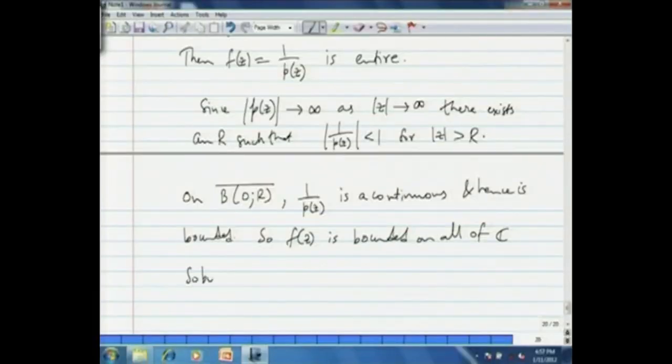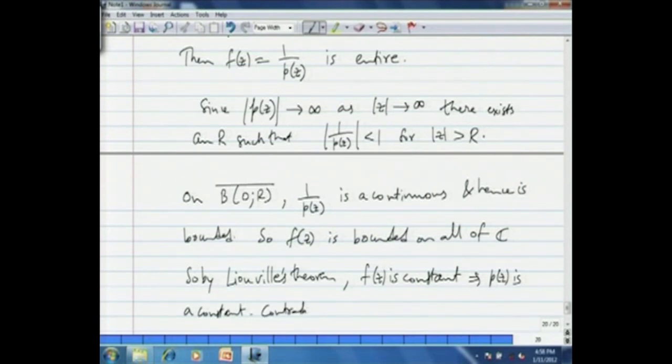So, by Liouville's theorem, we get that f of z is constant. f of z is 1 by p of z, which implies p of z is a constant function. But by assumption, p of z was a non-constant polynomial. So that is a contradiction.